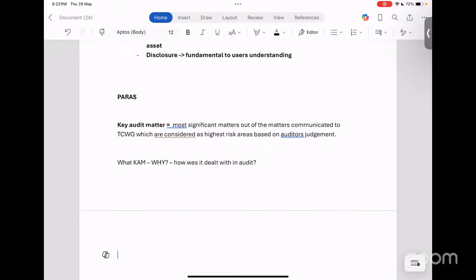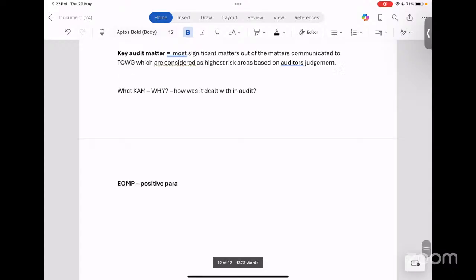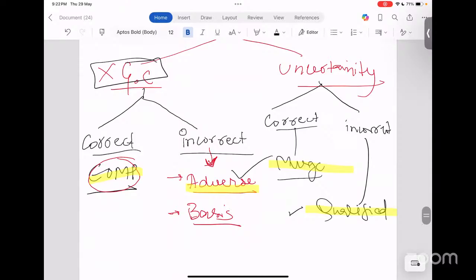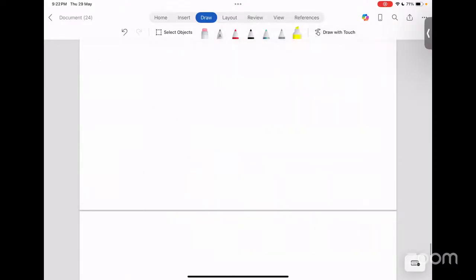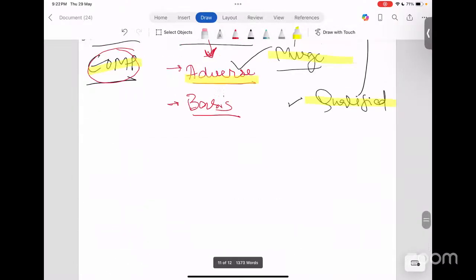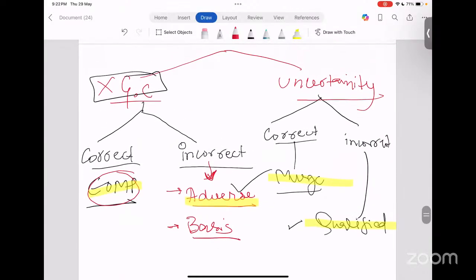Then there is one more paragraph, which is the emphasis of matter paragraph. This is a positive paragraph. Why is it a positive paragraph? Because I am drawing the user's attention to something which was correctly recorded. So when I was talking about this treatment, when I said that this was correctly recorded, I said we will give an emphasis of matter paragraph, right? Here it was correctly recorded and we gave an emphasis of matter paragraph.